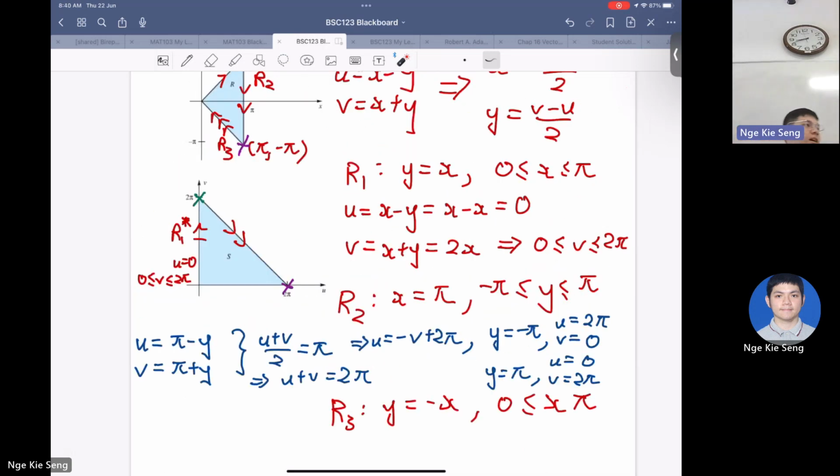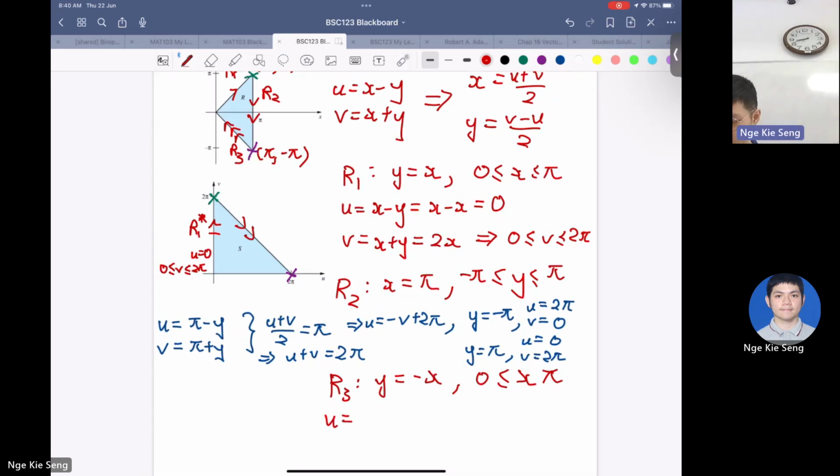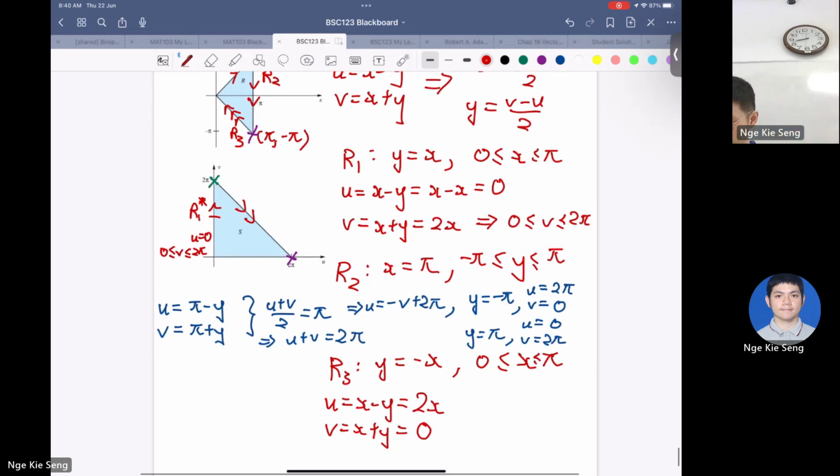Next, R3. For R3, you do similar stuff. u equals x minus y, which means it is 2x. v equals x plus y, and y equals minus x, which means v is 0. So this maps to v equals 0. Is it okay? So this is the v equals 0 line.